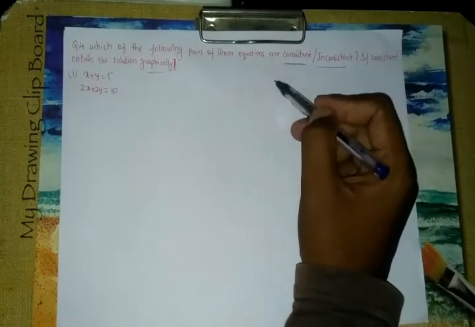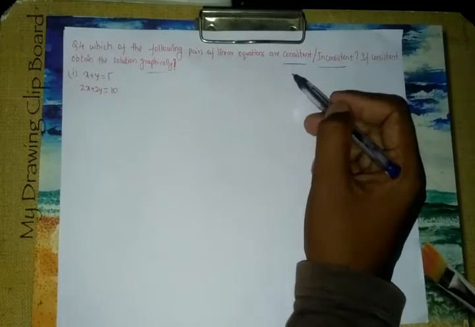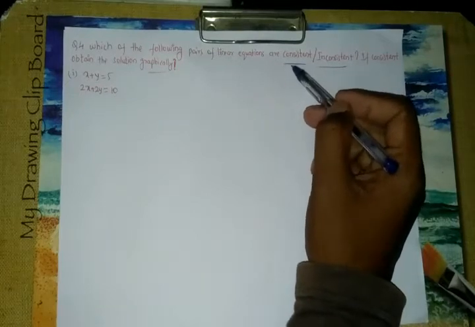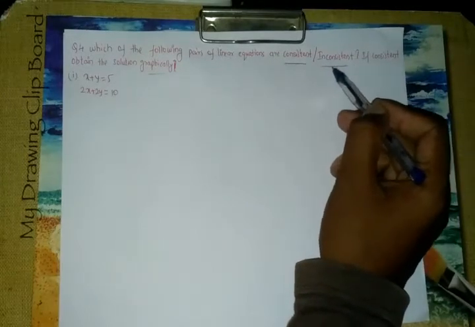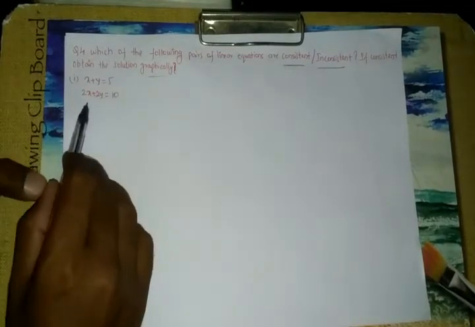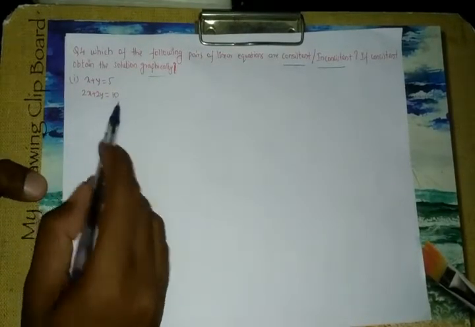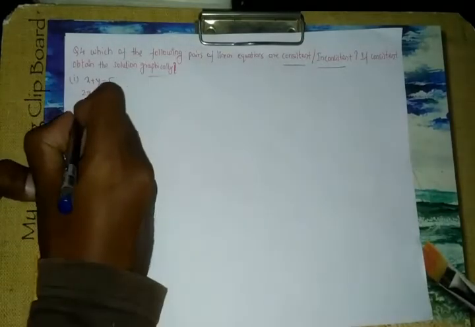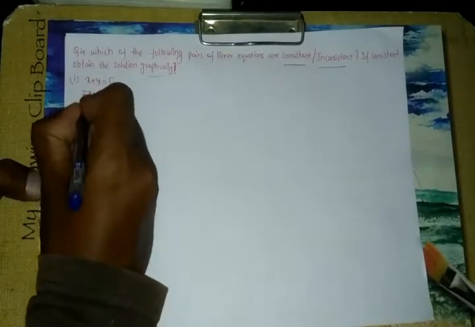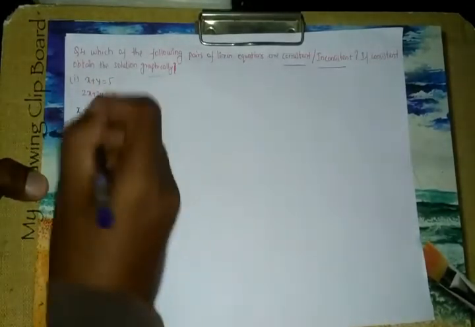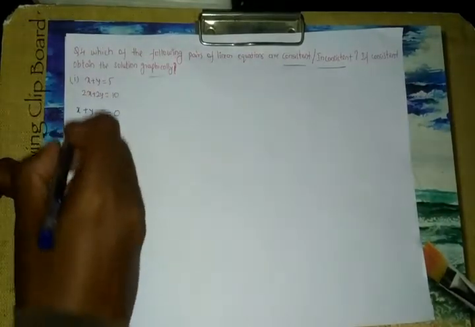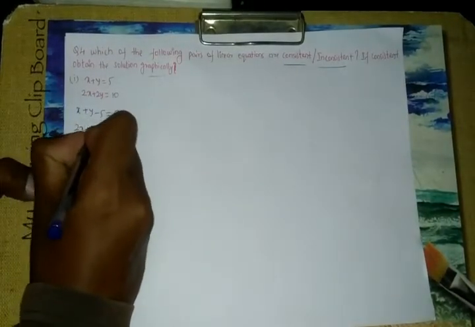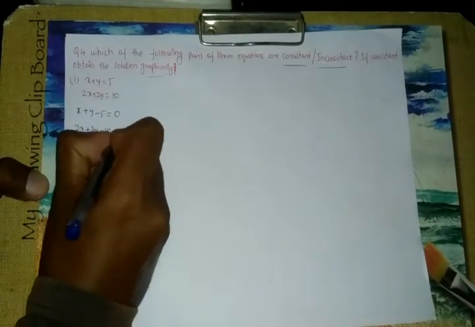If a given pair of linear equations has a solution, then we say that the equations are consistent. If it has no solution, then it is inconsistent. Okay, so first, x plus y equals 5, 2x plus 2y equals 10. Let me write it in standard form, which is x plus y minus 5 equals 0. I have brought 5 to the LHS, and 2x plus 2y minus 10 equals 0.